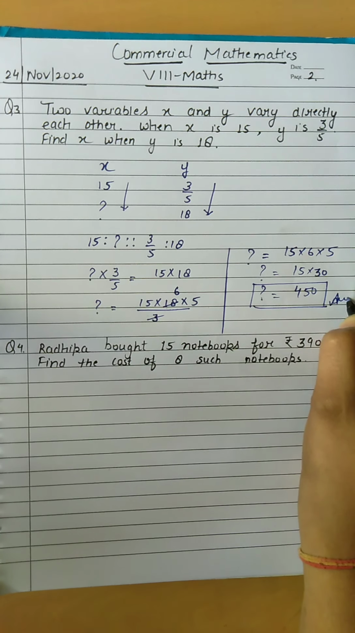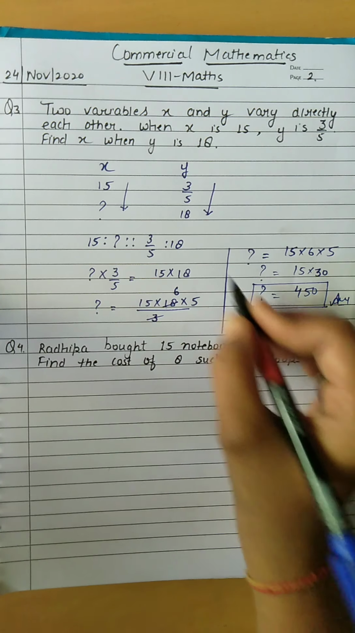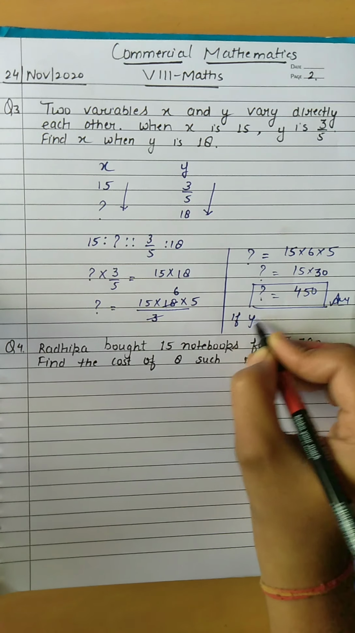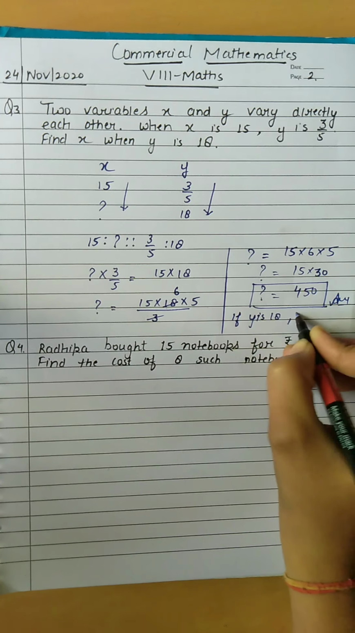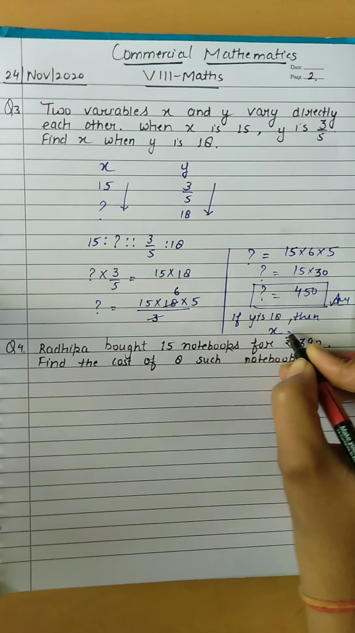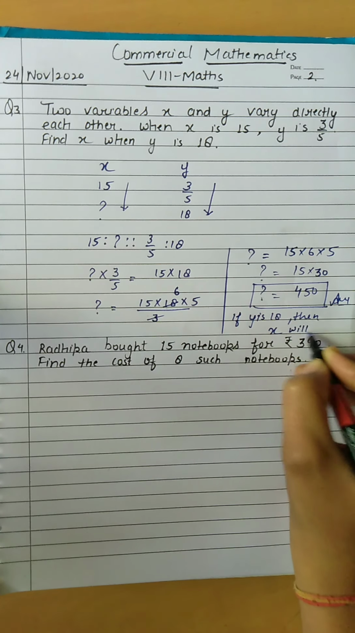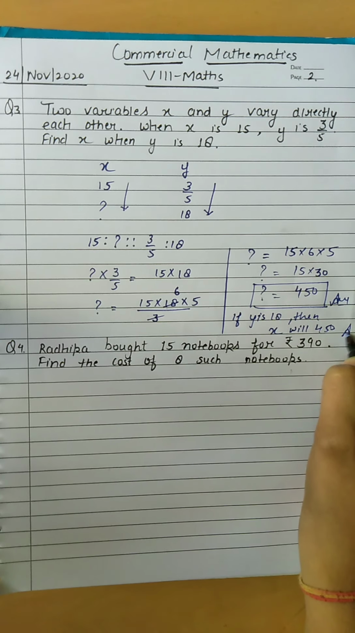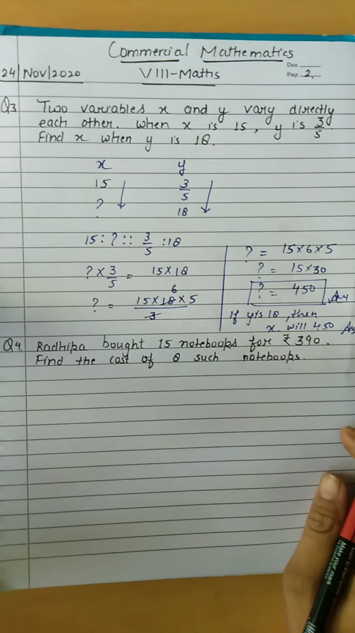Okay, is that clear? That means if y is 18, then x will be 450. Okay students, that is your answer.